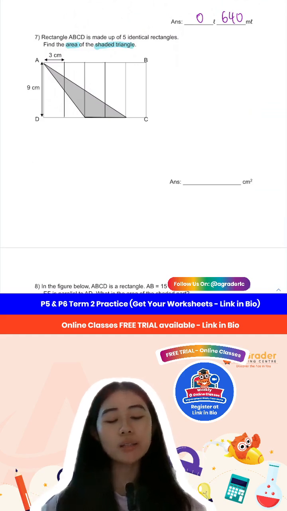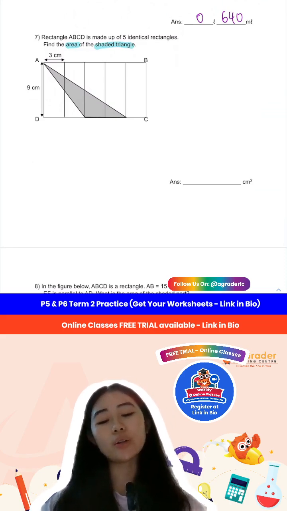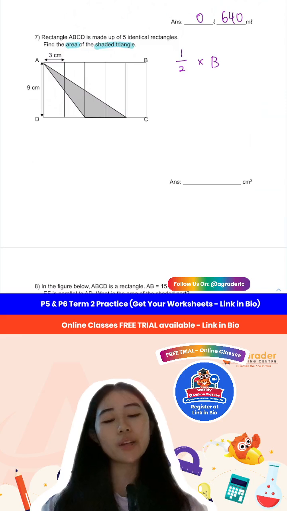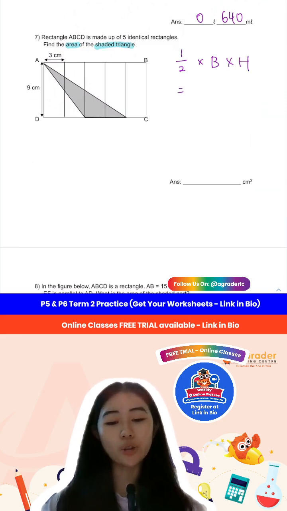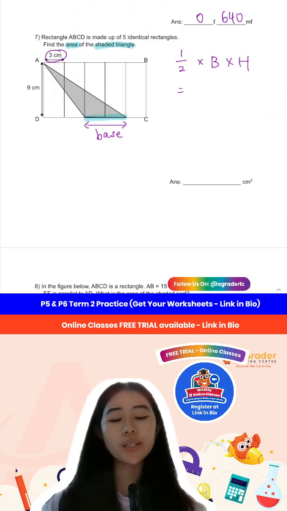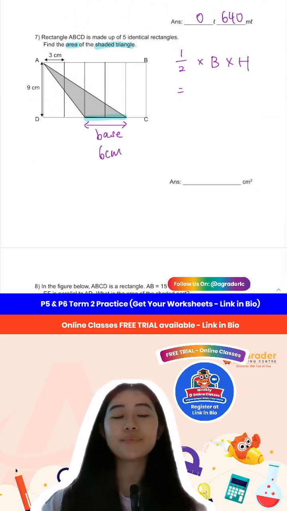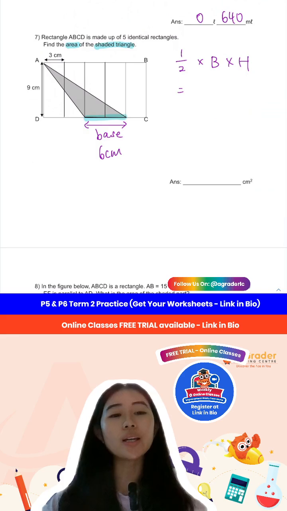Yeah, so let's look at this. This is a triangle. So to find the area of a triangle, you know you have to use the formula half times base times height. So what is the base and what's the height of this triangle? Okay, so I highlight for you the base in blue. This is the base. So the base is actually 3 cm plus 3 cm. So the base is 6 cm. Yes, that's correct.